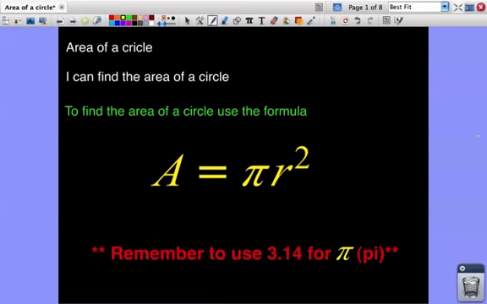Hello everybody, and this is the video for area of a circle. If we take a look at our can statement, it's very simple today. It's just that I can find the area of a circle, and we can really do this by using the formula for area of a circle.